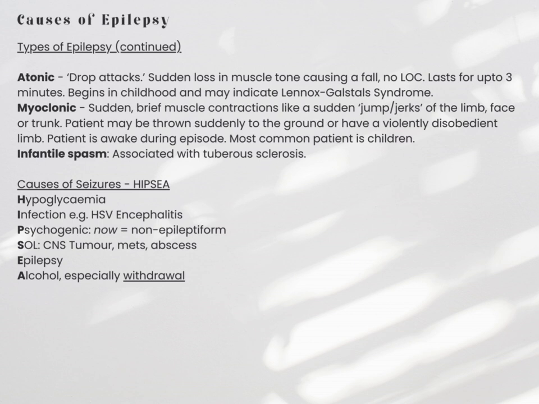Infantile spasms are usually associated with tuberous sclerosis. The mnemonic HIPSY can be used to remember some of the other causes of seizures. So epilepsy is one, and other causes of seizures may include hypoglycemia, for example, in patients with type 2 diabetes mellitus or type 1 diabetes mellitus, infection, particularly HSV encephalitis. It can also be psychogenic, as well as being caused by neurological tumors, mets and abscesses in the brain, and alcohol withdrawal is a very common and high-yield cause of seizures.